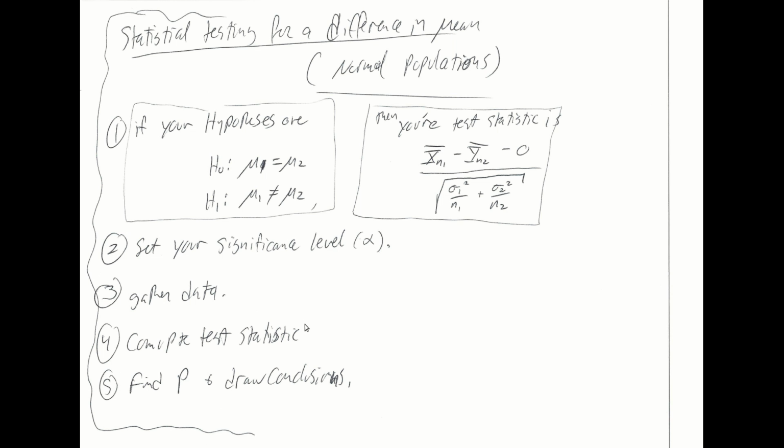You compute the value of your test statistic shown in the box above, and you find your p-value and draw conclusions. Alternatively, you could perform this procedure with finding acceptance regions. So before you gather your data, once you've set your alpha value, you could, treating this as z, the standard normal, find your acceptance regions for this test statistic ahead of time, and then just compute its value and see if it lays in the acceptance region.